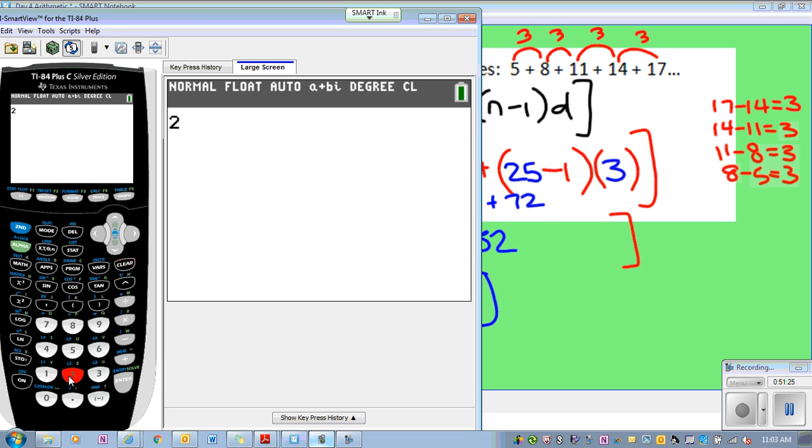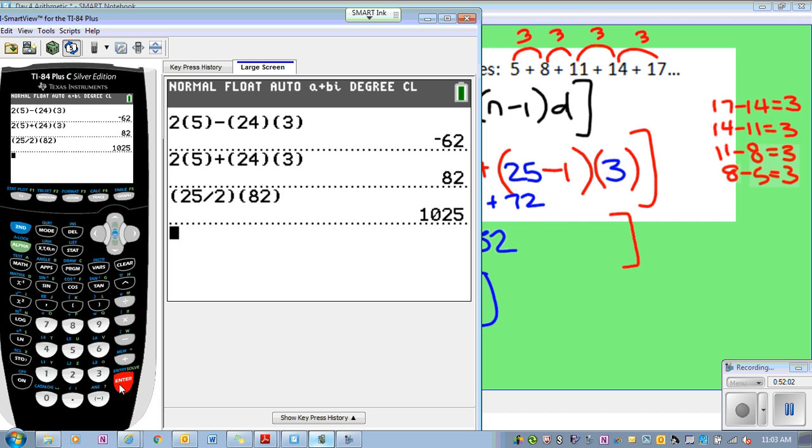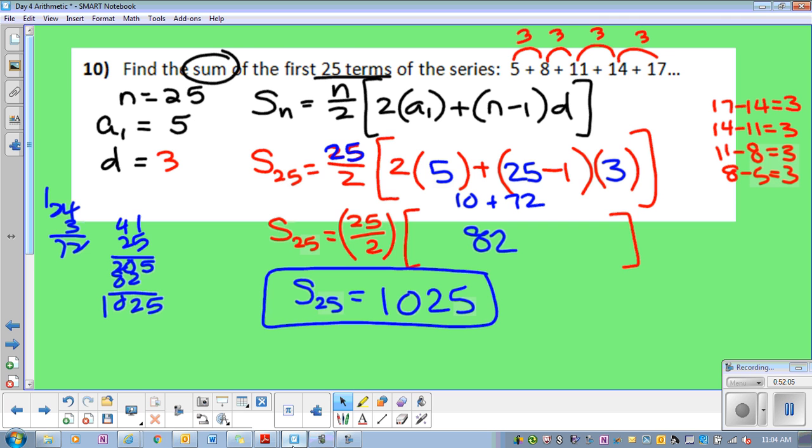2 times 5 minus, what was it? 24 times 3. And I only did the 24 because I know what 25 minus 1 is, right? So inside the bracket, did I miss something? Oh no, I did minus, sorry. Should be plus. So inside the bracket you have 82, right? So then now you have n divided by 2 times 82. Yep. And then you should get 1,025. Okay? All right.